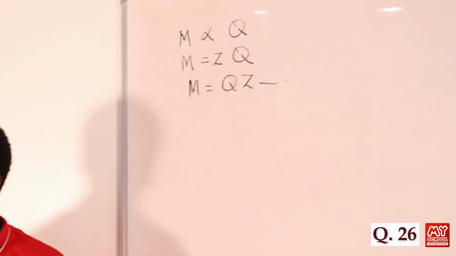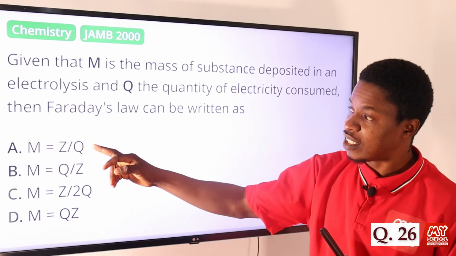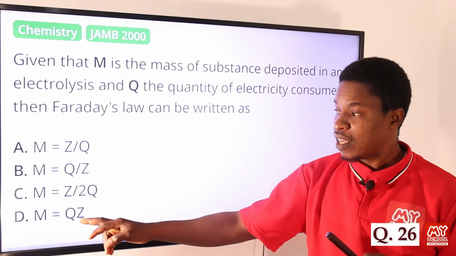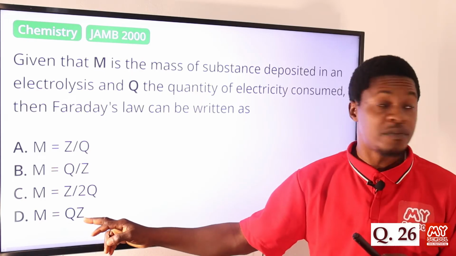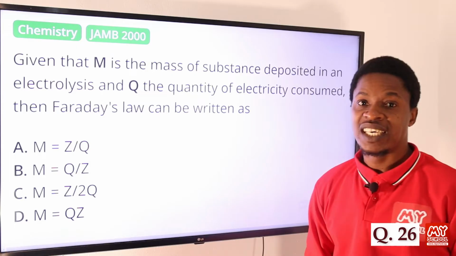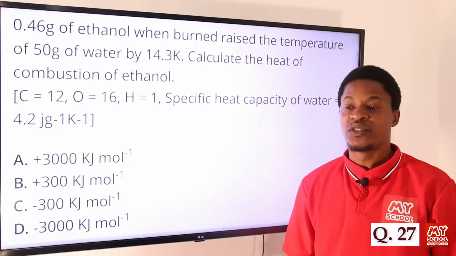So let's look at our options. Okay, we have option A, B, C. This is Z over Q, Q over Z, Z over 2Q. Then from what we have, M is equal to QZ. So option D is the correct answer for this question. Question number 27 now.